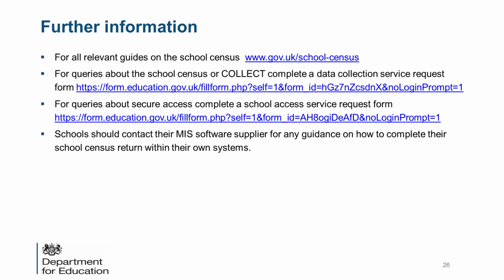In addition to the online documents, we also provide a data collection forum. The purpose of the forum is to provide a facility to allow customers to exchange ideas and good practice relating to specific data collections and related EDD systems, for example, Collect and School to School. You will require a username and password to access the forum. If you do not already have a username and password, or if you have any questions about the facility, please complete a service request form.